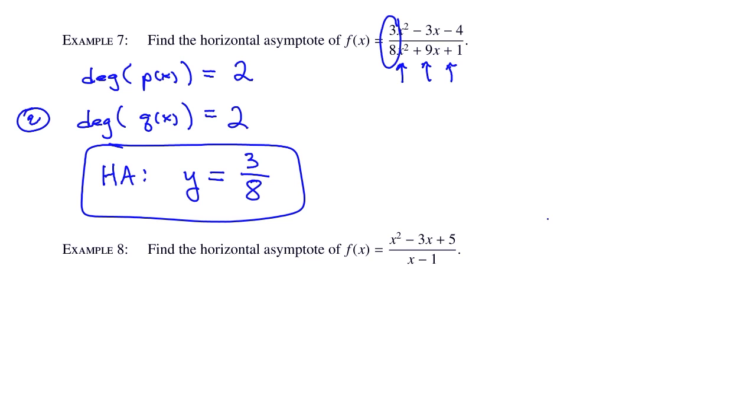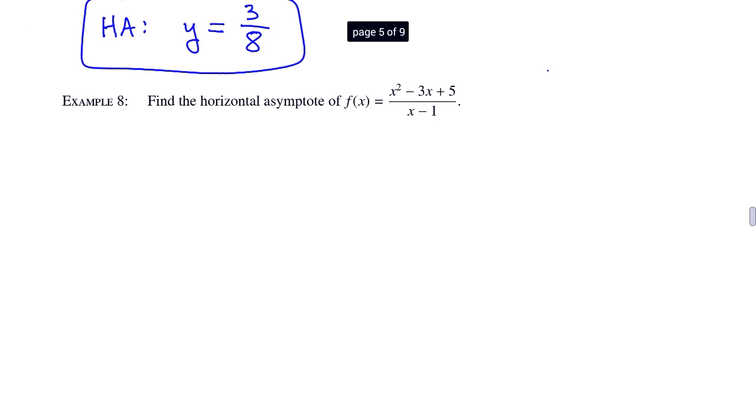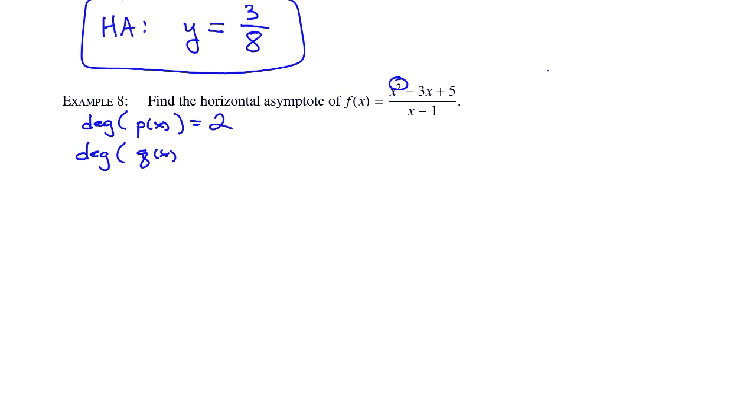Let's look at example 8. Find the horizontal asymptote of f of x is equal to x squared minus 3x plus 5 over x minus 1. So first you look at the degree of the numerator. That's 2. Then you look at the degree of the denominator. That's 1. When the degree of the numerator is larger than the degree of the denominator, you do not get a horizontal asymptote. So no horizontal asymptote.